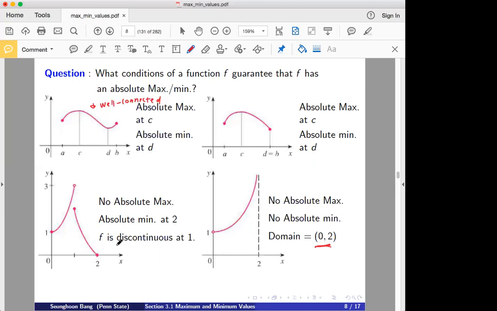The first condition is that the function is continuous. The other condition is the domain. The domain is a closed interval [a, b]. When the domain is an open interval, the extreme values sometimes do not exist. So we have two conditions: function f is continuous, and it is on a closed interval [a, b]. We need these conditions for finding the absolute maximum and absolute minimum.